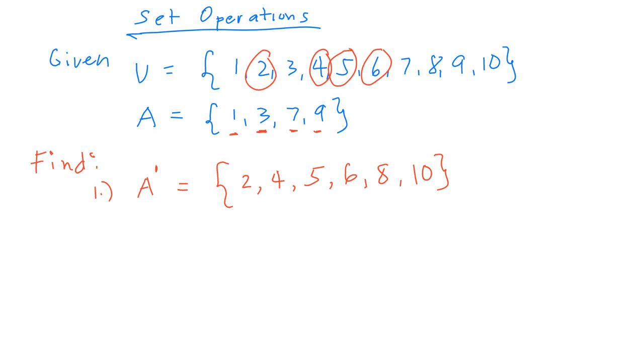Okay, so let's add set B here. Say set B has 3, 7, 8, and 10. Then the second question would be, what is A union B?